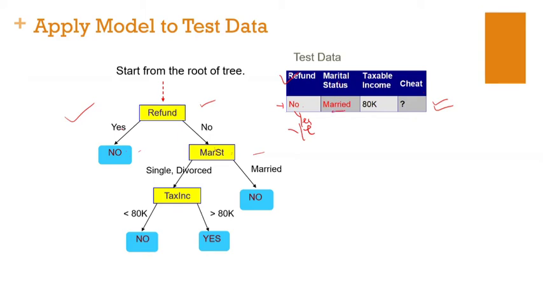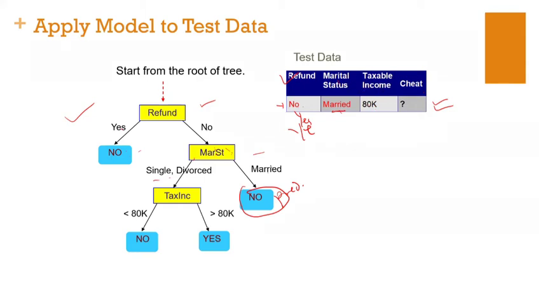Marital status is married, so we come here. You can see here, single or divorced is to the left, and married is to the right. And then immediately you have married, this is the output, the predicted class. So we don't need to check the taxable income anymore. You see, we don't check the taxable income.